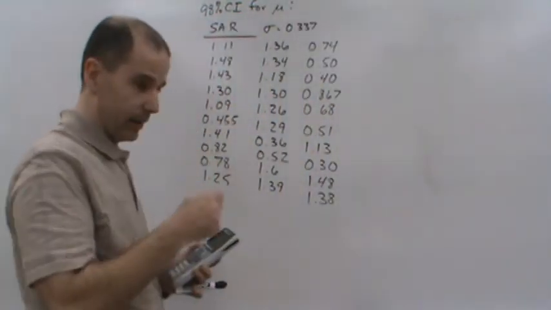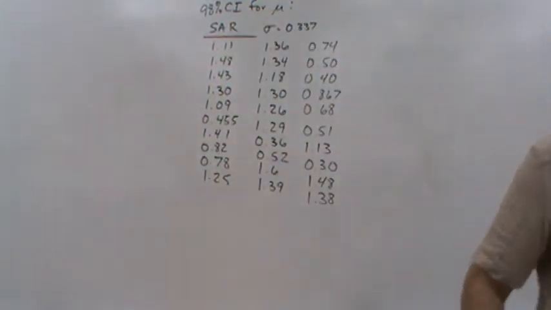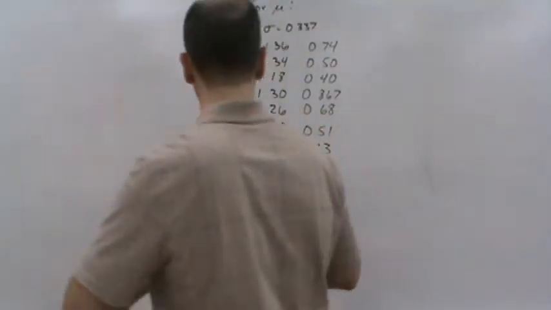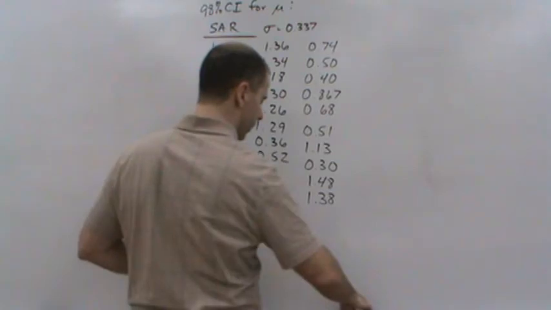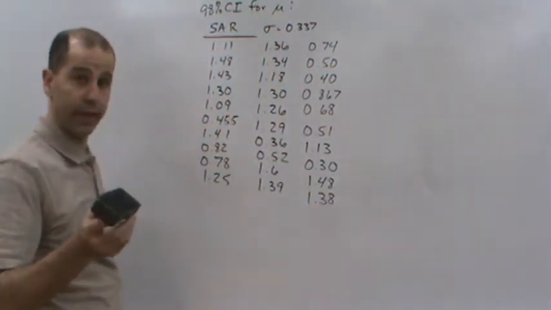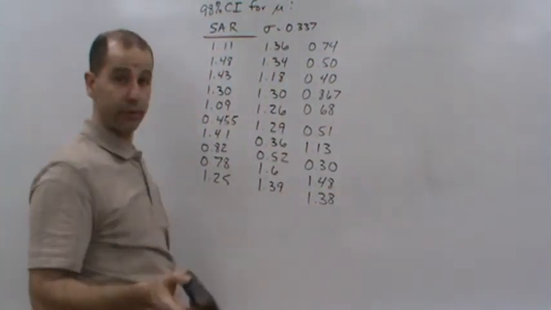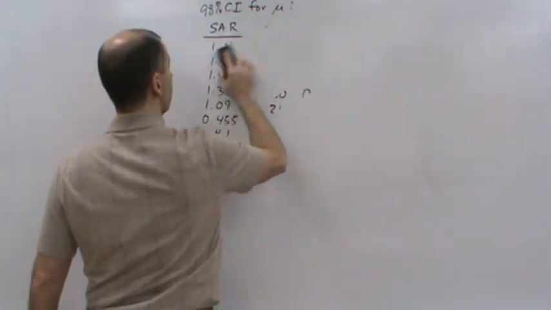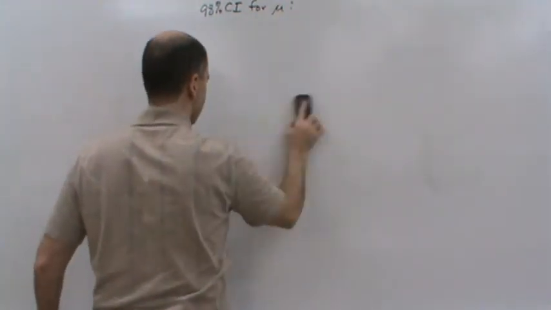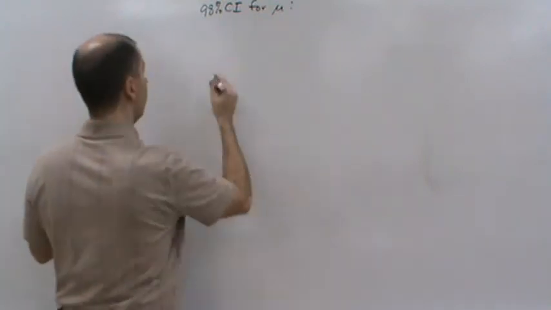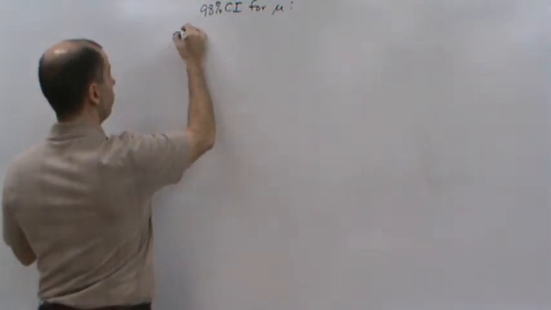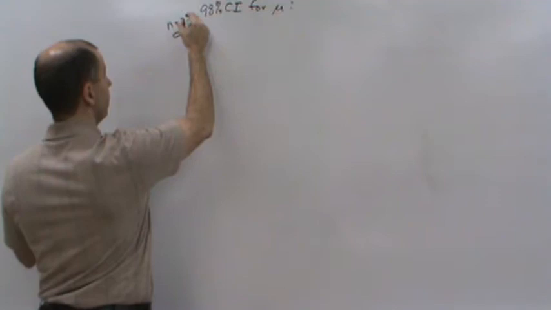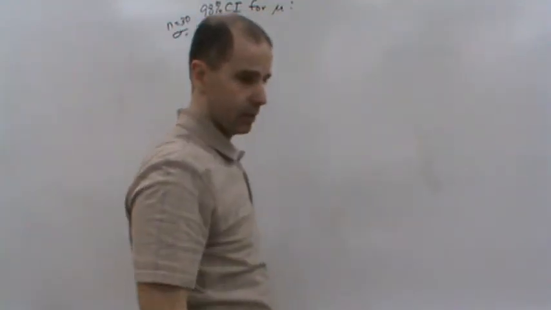Okay, so I got all 30 numbers in there. I've got it in my list one. So the first thing I'm going to write down is, I've got my data in list one. Now I'm going to erase this because I'm assuming that you guys already have it in your data. If not, pause it, finish, and then continue on with this. So here's the information again: n equals 30, sigma equals 0.337.